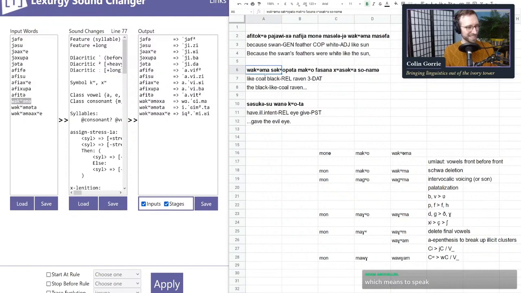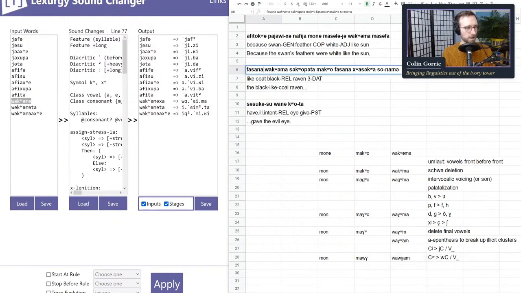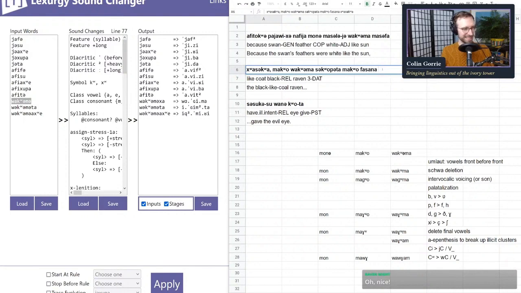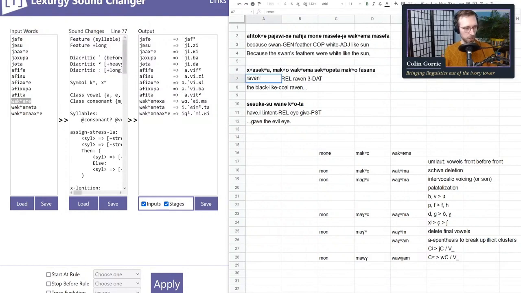No, we need to restructure the sentence entirely. Okay, no, I see what's going on. The raven makwo. Sorry. This is raven, huasakwa. Makwo. I'm losing it. The raven. So let's say the raven relative black like coal. So that would be makwo fasana wakwama sekopata. Oh, okay.